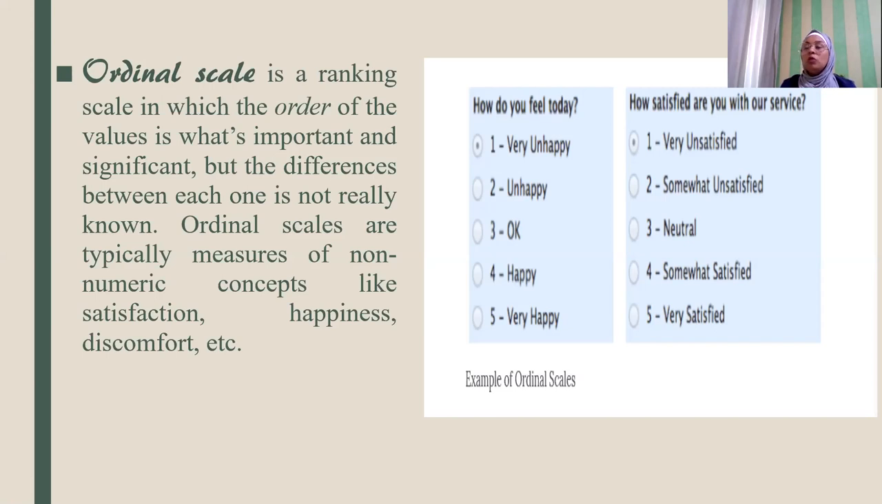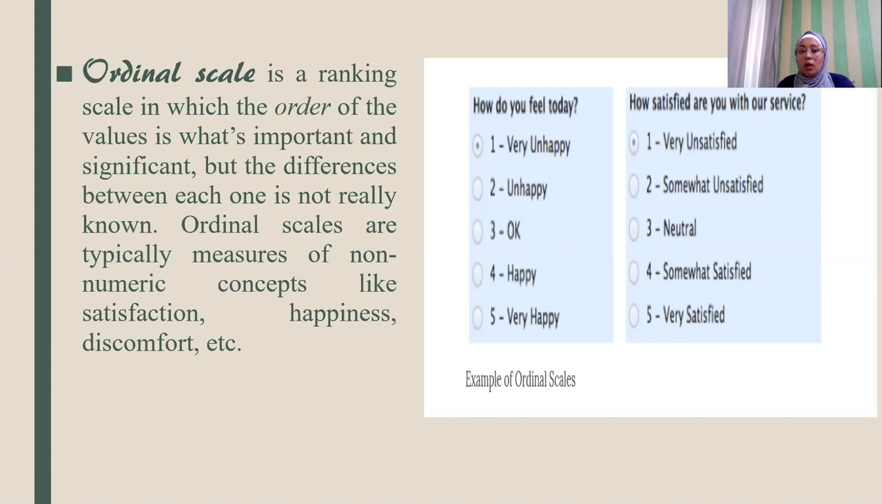For example, how do you feel today? Very unhappy, then okay. I cannot put okay, then unhappy, then very unhappy. Why? Because this is the order of the thing. I'm very upset, I'm upset, I'm fine, I'm happy, I'm very happy. I can't say I'm happy and then I'm very happy in the wrong order. So this is the ordinal: it's about the order of things, the order of the scales, like emotion. How satisfied are you? Very satisfied, satisfied, unsatisfied, somewhat unsatisfied, neutral. I can't put neutral before very unsatisfied, because neutral is a stage that is always in the middle.